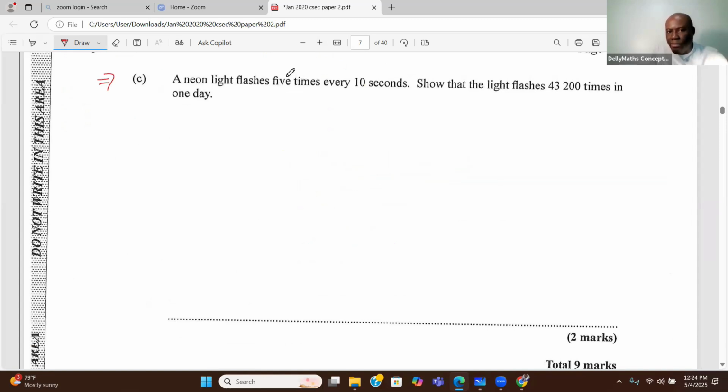A neon light flashes 5 times every 10 seconds. Show that the light flashes 43,200 times in one day. All right, let me see who can show that.